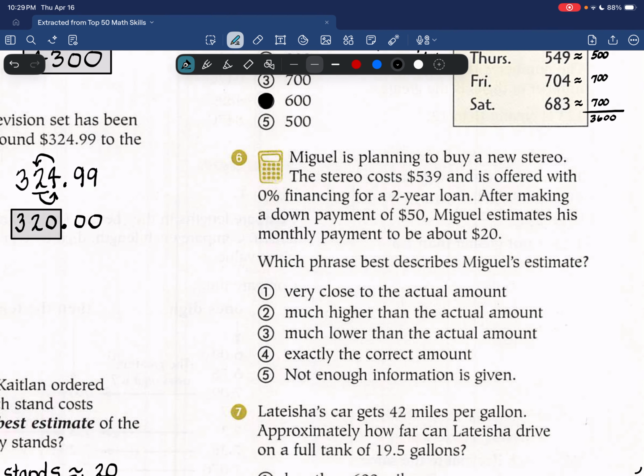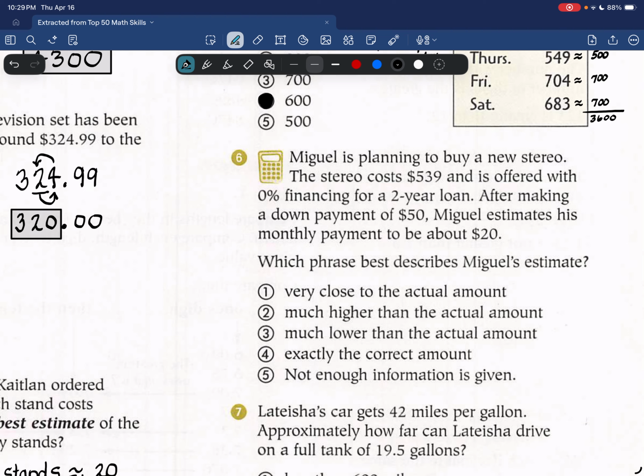Very close to the actual amount, much higher than the actual amount, much lower than the actual amount, exactly the correct amount, not enough information is given.